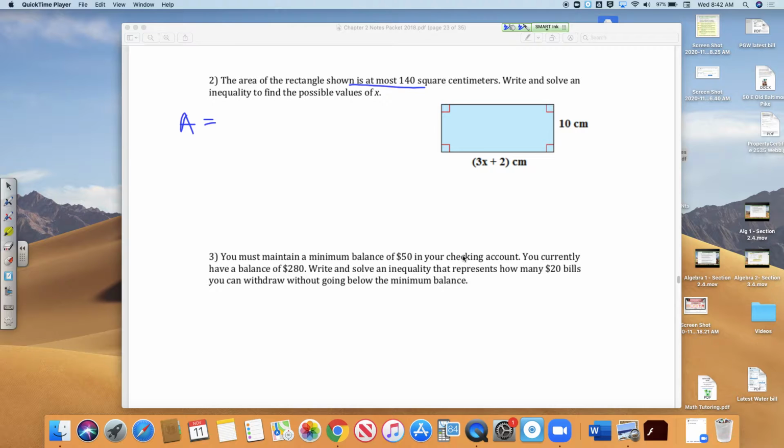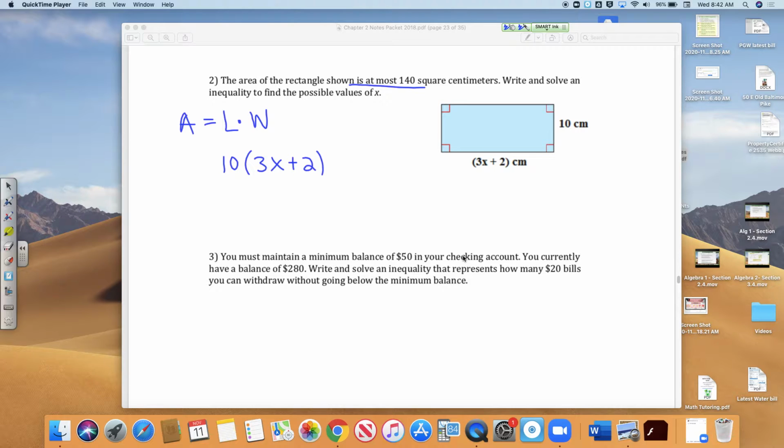Anyone? Multiply. Yes. So we multiply the length times the width to find the area. So if we have here that the length, let's say, is 10 centimeters and the width is 3x plus 2, to find the area, I would multiply 10 times 3x plus 2. That's what the area would be.